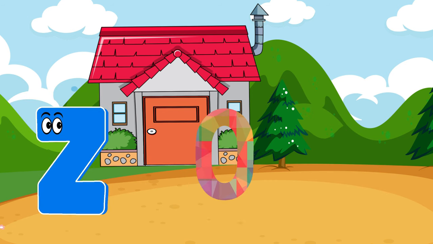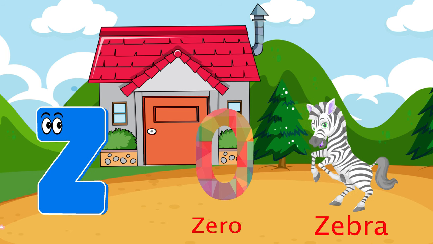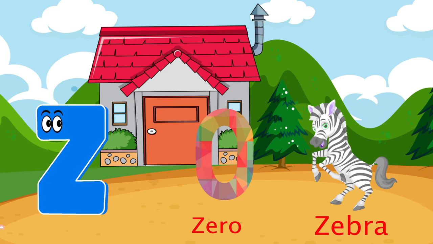Z is for zero. Z is for zebra. Z is for zero. Z is for zebra.